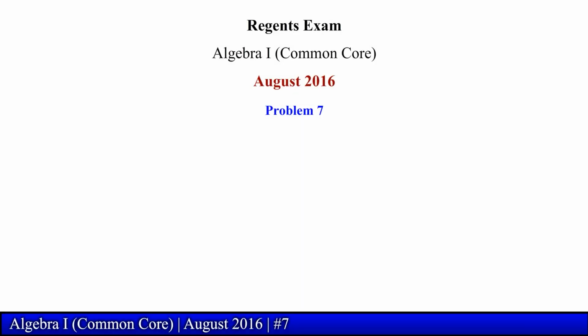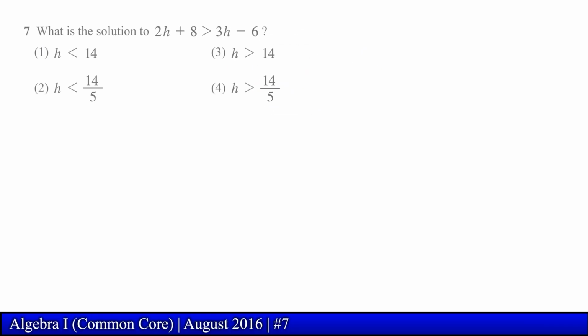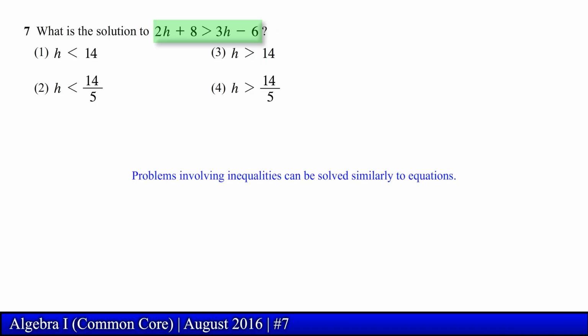Regents Exam, Algebra I, August 2016, problem number 7. What is the solution to 2h plus 8 is greater than 3h minus 6? In this problem, we essentially need to find the solution to the inequality. Recall that problems involving inequalities can be solved similarly to equations. We need to apply various properties of inequalities to isolate the variable.